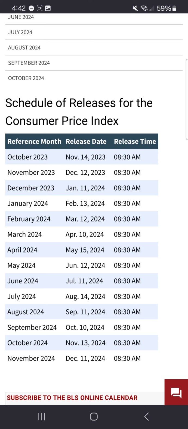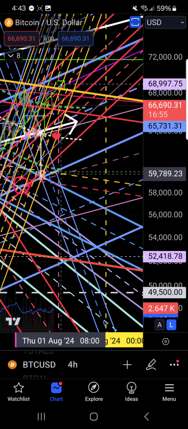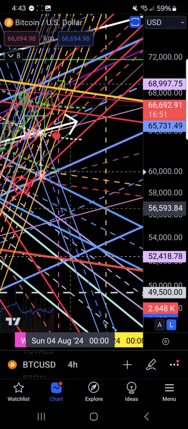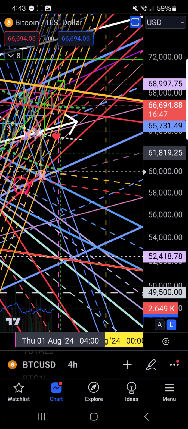So all these dates are usually around the 10th to the 14th of the month for the previous month. So there you have that. August 14th is the next date. So that's the yellow vertical dashed line there. The pink one, the fuchsia colored one, is the FOMC meeting. Now, I don't think the FOMC meeting is going to be very revealing.